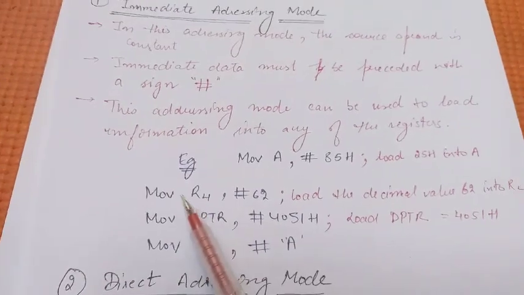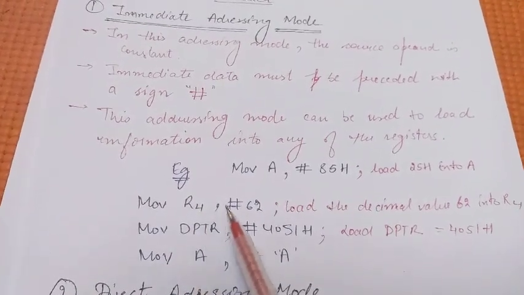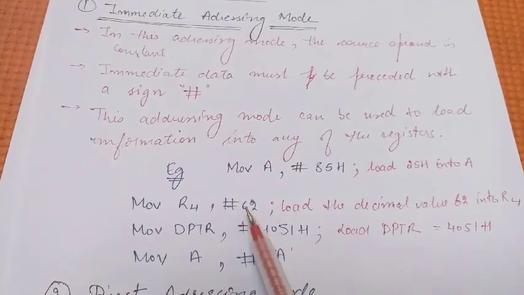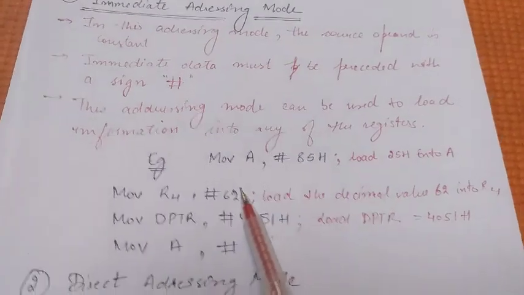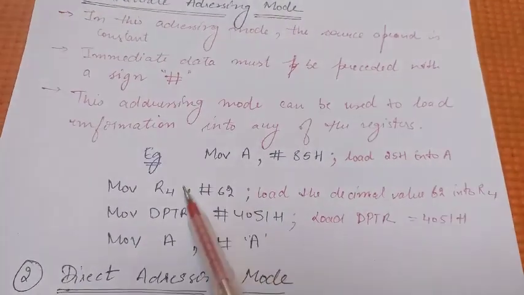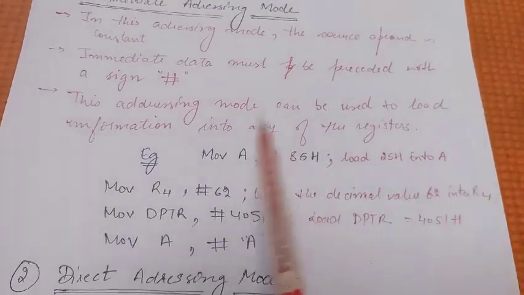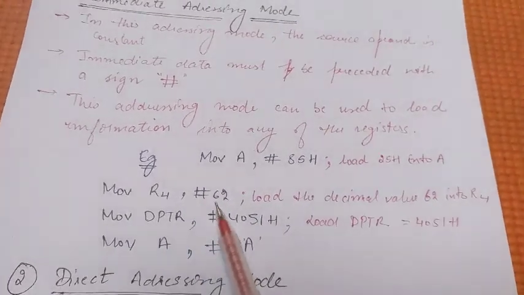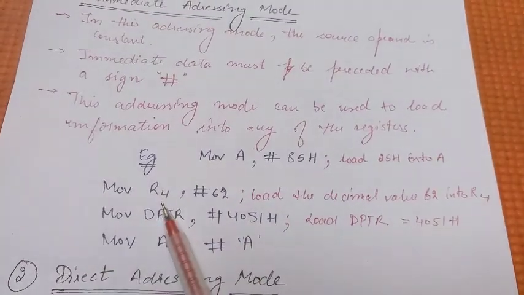The other is MOV R4, #62. R4 is the register. Load the decimal value of 62 into R4 register. We are loading the decimal value of 62 into R4 register.